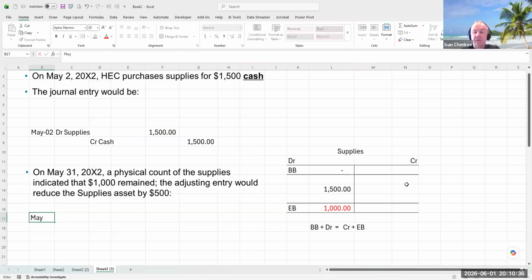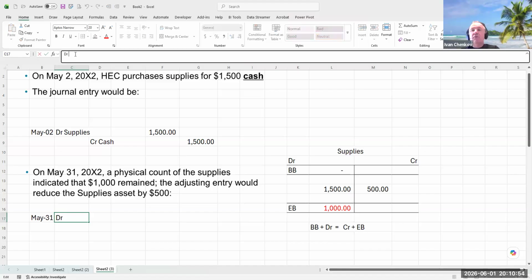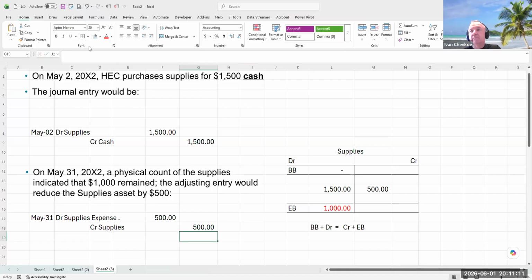So on May 31st, we have to make this adjusting entry. What should I do? Obviously, supplies is going to go down on the credit side. So I have to plug in credit supplies 500. But before I do that, I have to debit something. When I use supplies, I record the expense. Supplies expense. And credit is going to be supplies, for how much? $500.